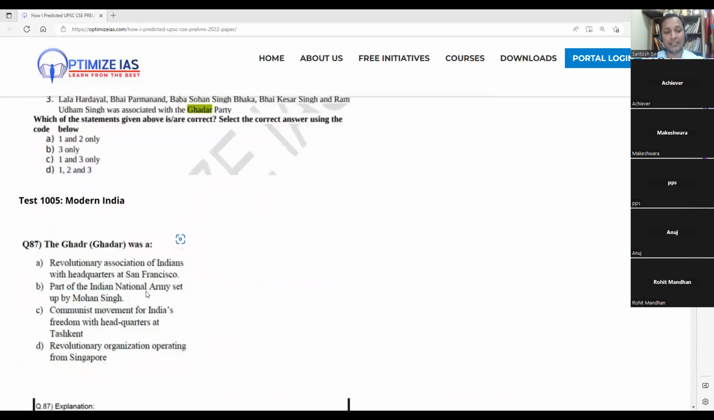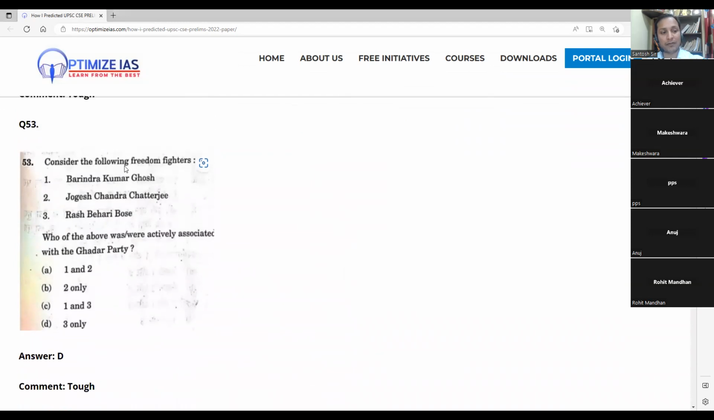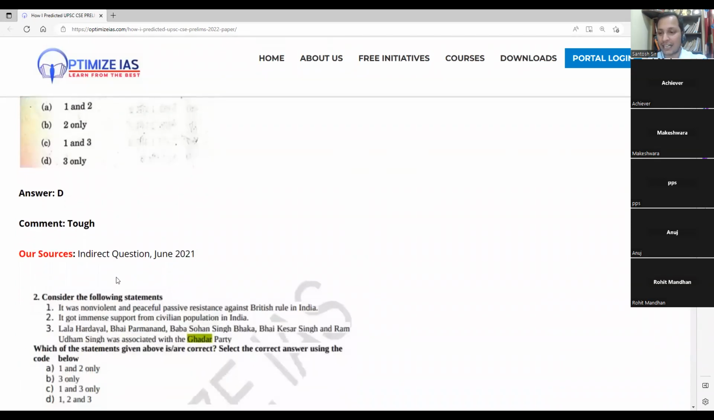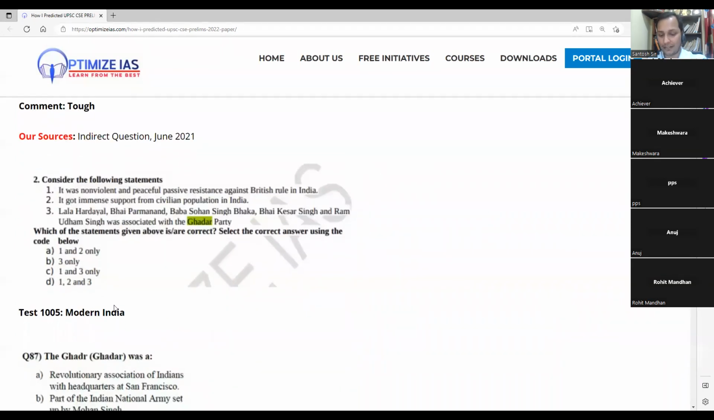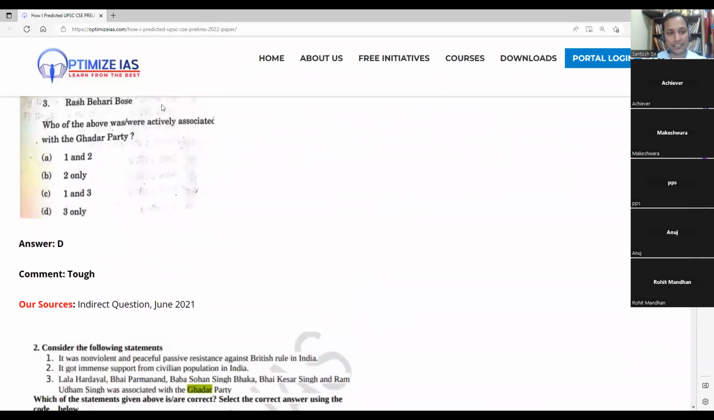I gave so many questions on Gadar Party. Lala Hardyal, Bhai Parmanand, Baba Sohan Bakhna, Bhai Kesar Singh, Ram Uddham Singh, who was associated with Gadar Party. You see, same type of question. Guys, can you see this or not? Might be the names are not same, but same spirit. I have asked the same question or not? You see the kind of framing.